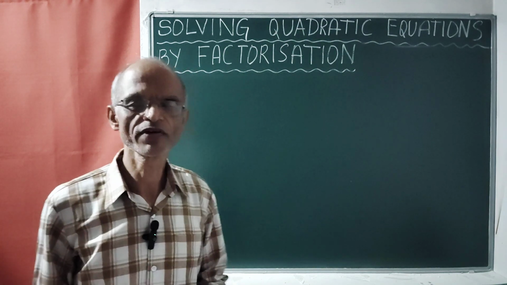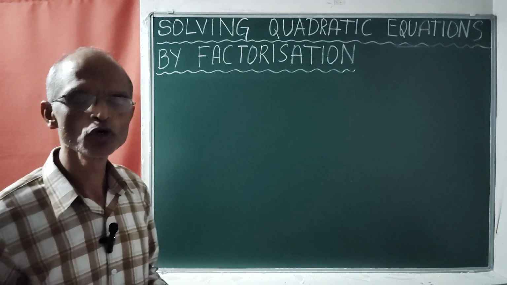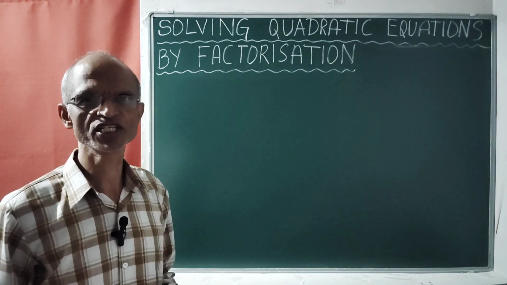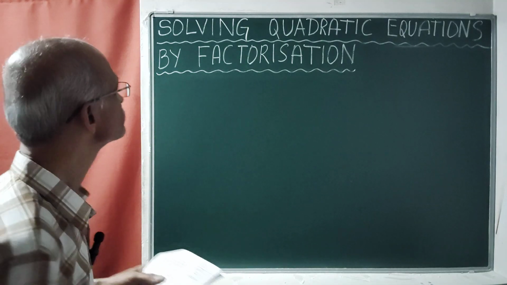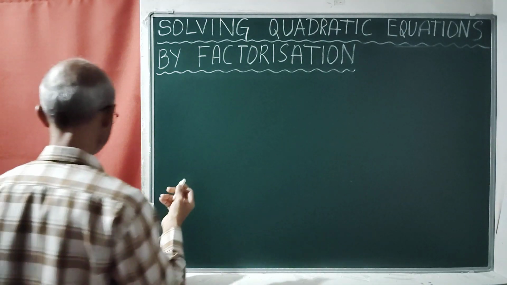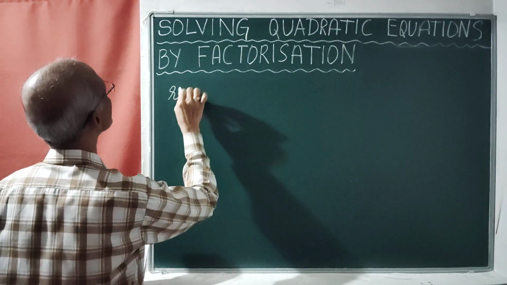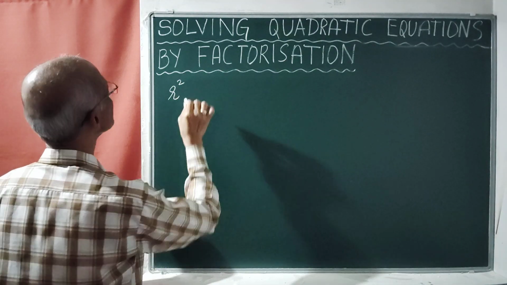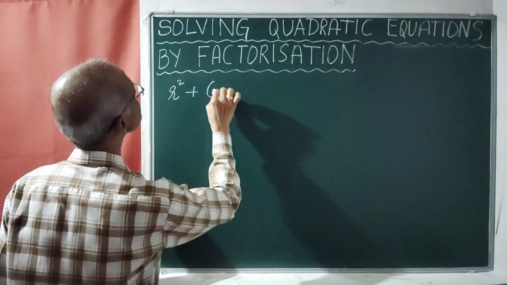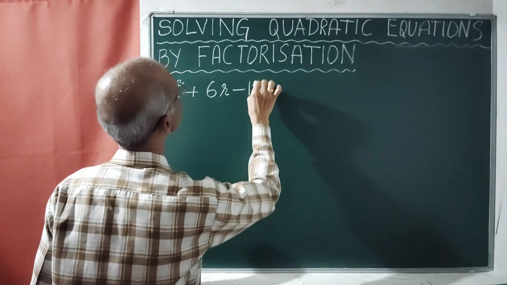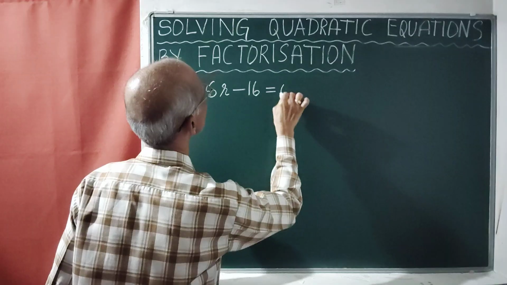In this class, we will learn how to solve quadratic equations by factorization. r square plus 6r minus 16 is equal to 0.